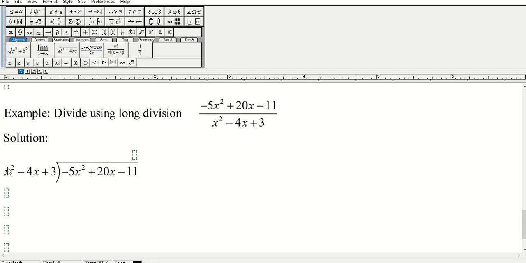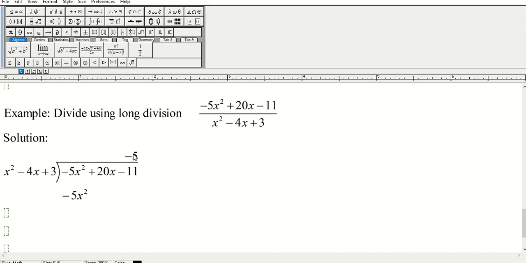Look, how many times does x squared go into a -5x squared? -5 times x squared. And notice I'm only dealing with the x squared. I don't care about everything else. That's important because that'll make the move a lot smoother. So I'm going to get a -5x squared.